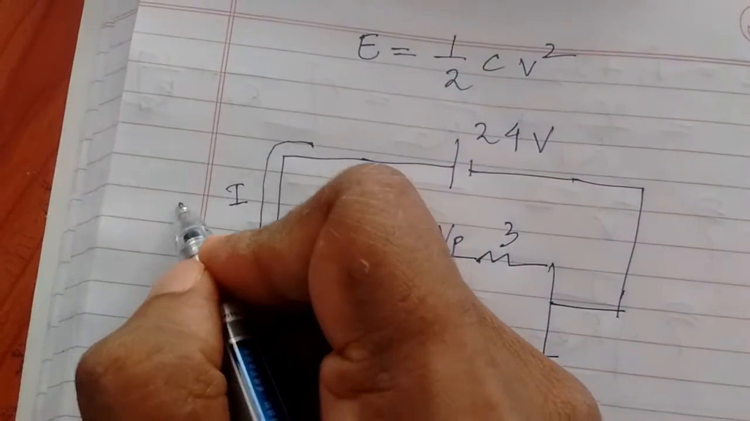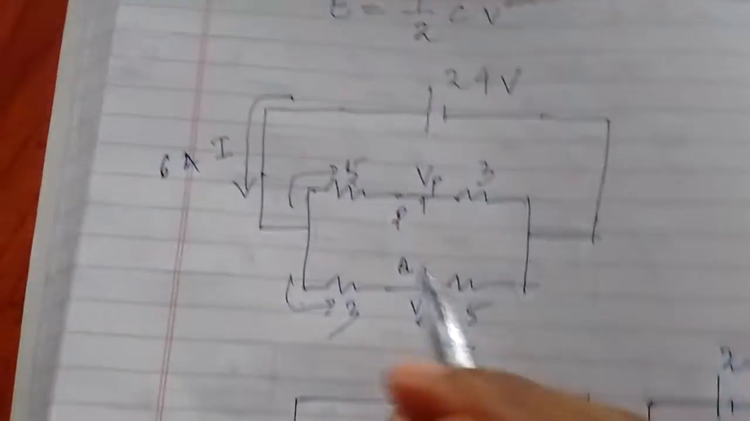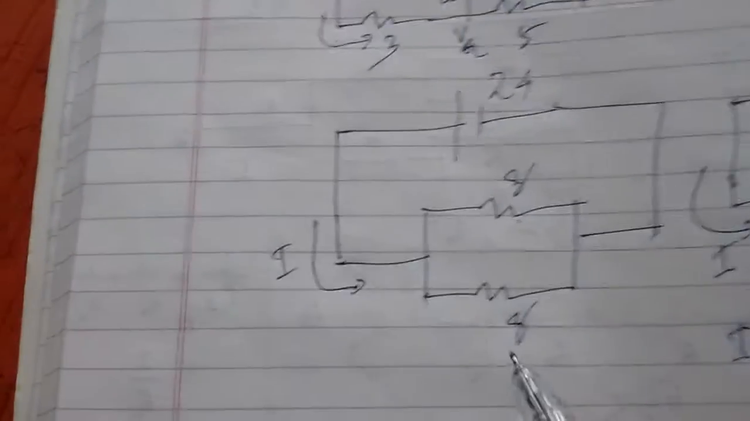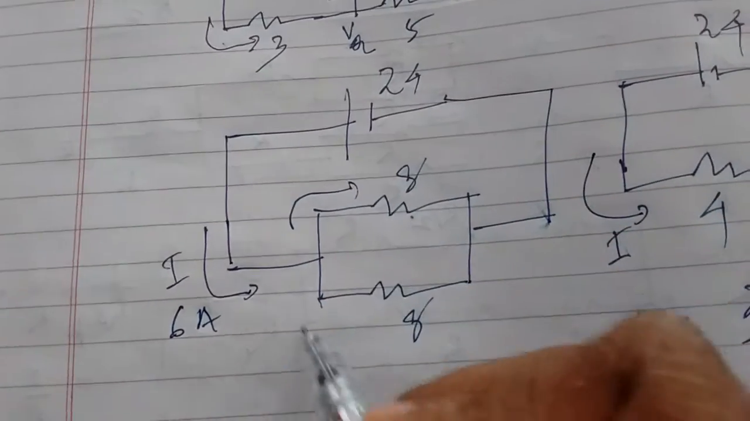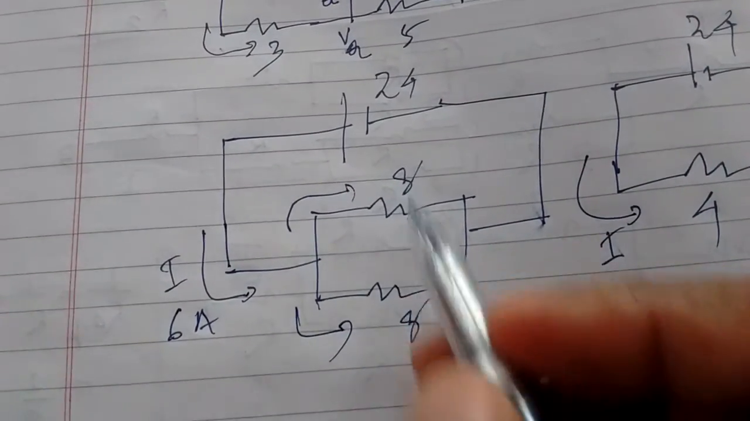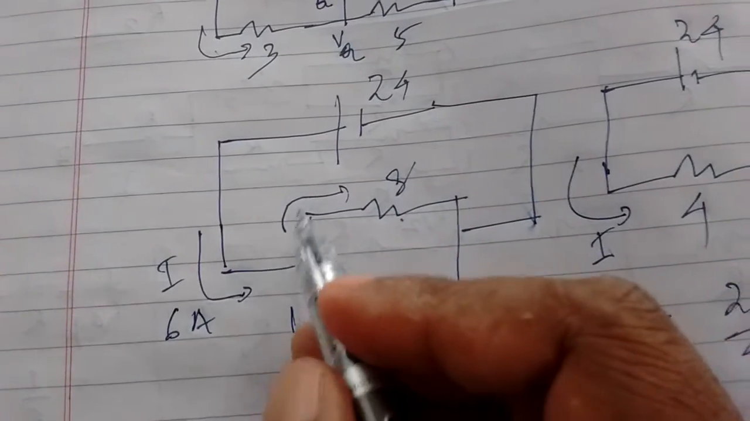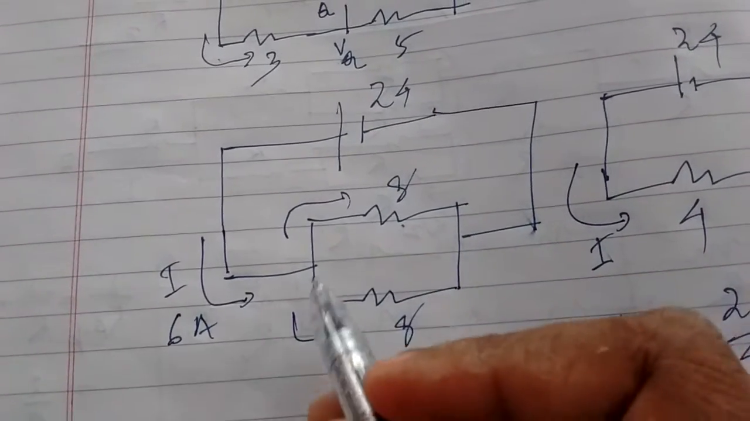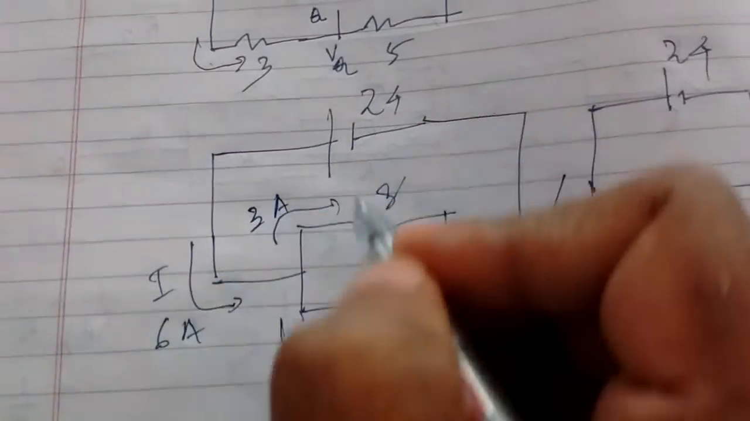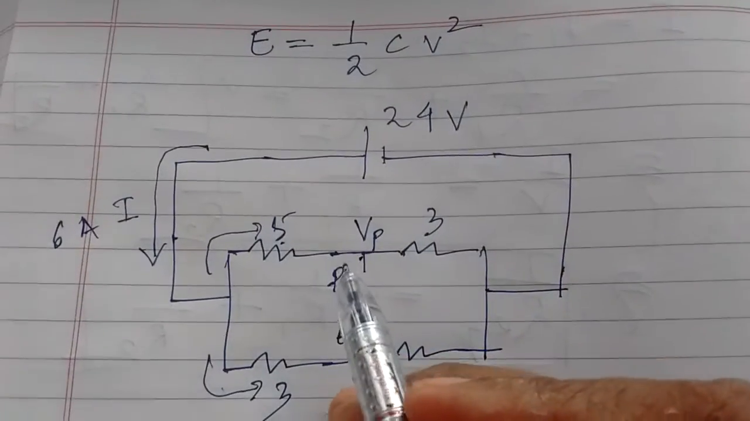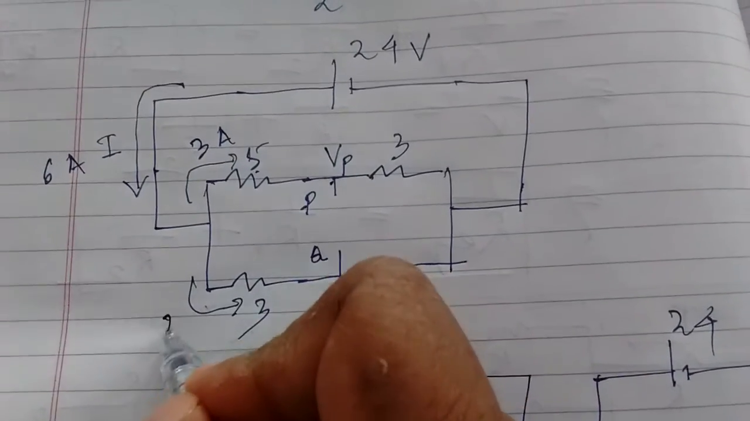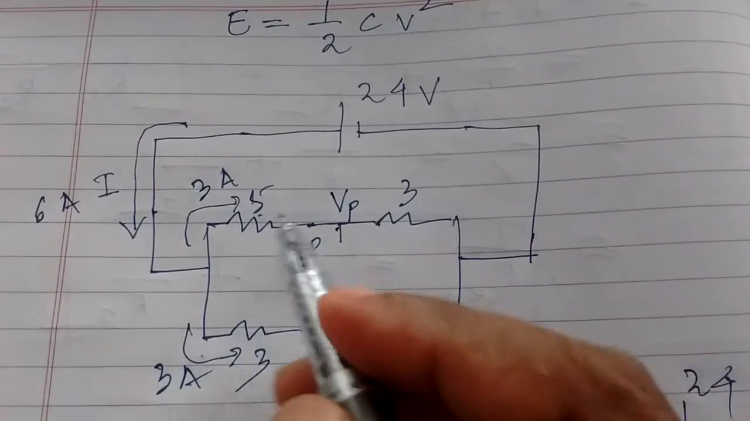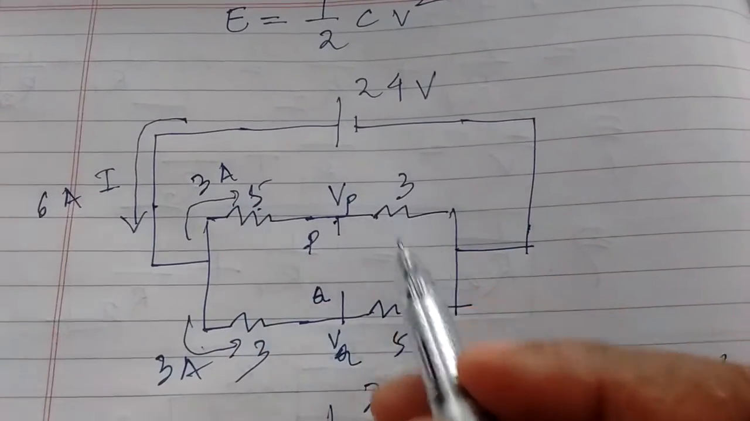Now this is 6 ampere. This 6 ampere again is getting divided here through these two 8s. Of course the same resistances are there, meaning 3 ampere will be going through this path and 3 ampere will be going through this path. 3 ampere, 3 ampere. Now come to this part. This is 3 ampere. This is also 3 ampere. So here you look, 3 ampere goes through 5 as well as through 3.